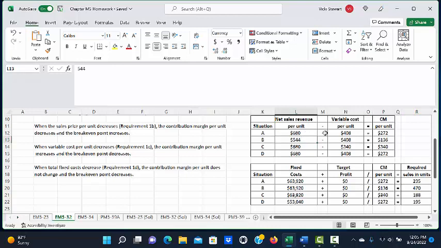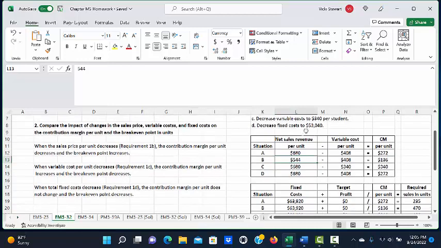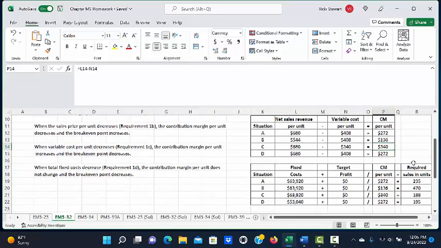And then in part C, where we decreased our variable cost to $340 but maintained our same sales revenue, we notice that our contribution margin per unit went up. If our fixed costs remain the same and we have a higher contribution margin, then we're going to have a lower number of units that are required to break even. So lowering your variable cost will lower the number of units you need to sell to break even.